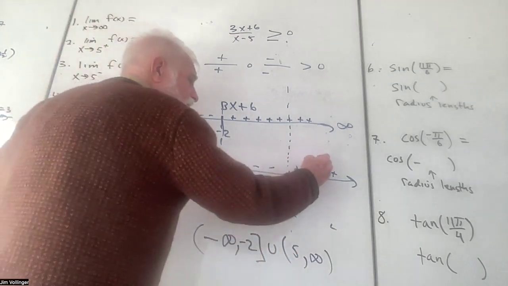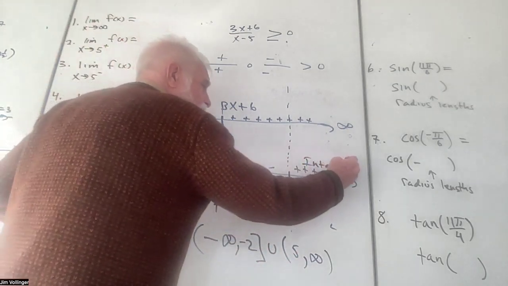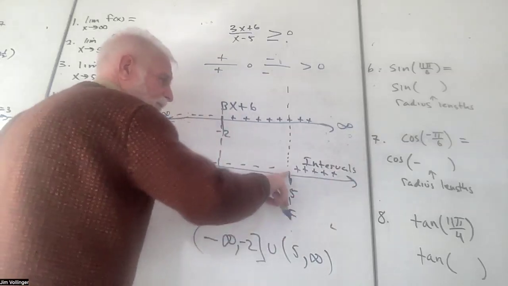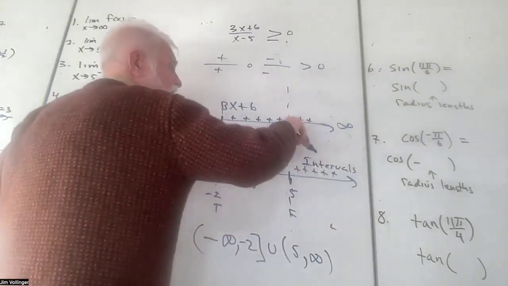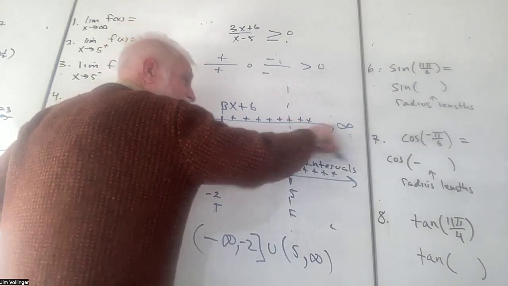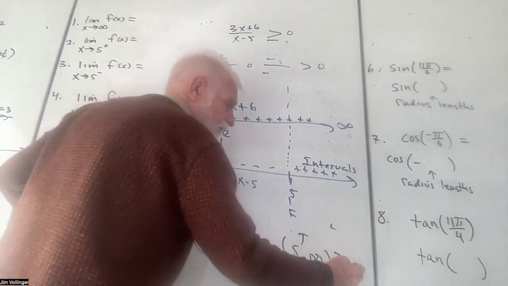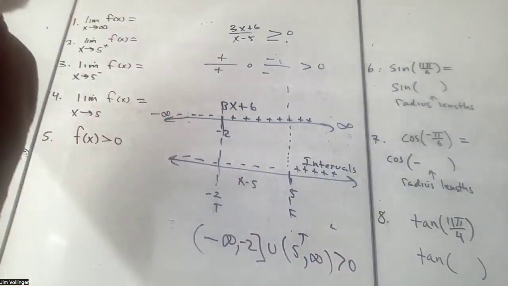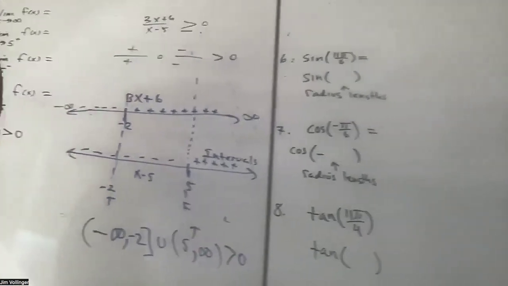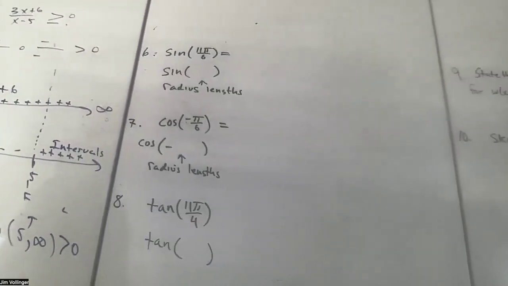Because these things are intervals. That's an interval for x less than -2. That's the next interval for x bigger than 5. They're both positive. True. Greater than 0. It's the second day you've thought about that. Hopefully it means a little bit more to you than it did the day before.